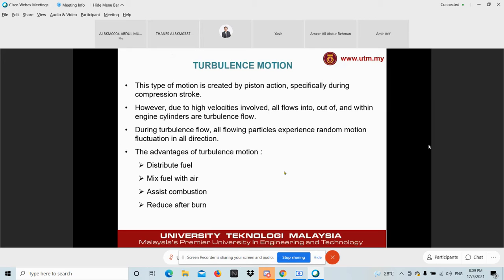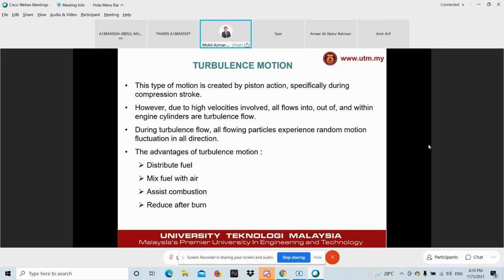Okay, sorry. So, however, due to the high velocities involved, all flows into and out of the combustion chamber and within the engine cylinders are turbulence flow. Okay, this is only applicable if there is a high velocity. So during turbulence flow, all flowing particles experience random motion fluctuation in all directions. It is like haywire, because of the high velocity of the air mixture entering the combustion chamber.